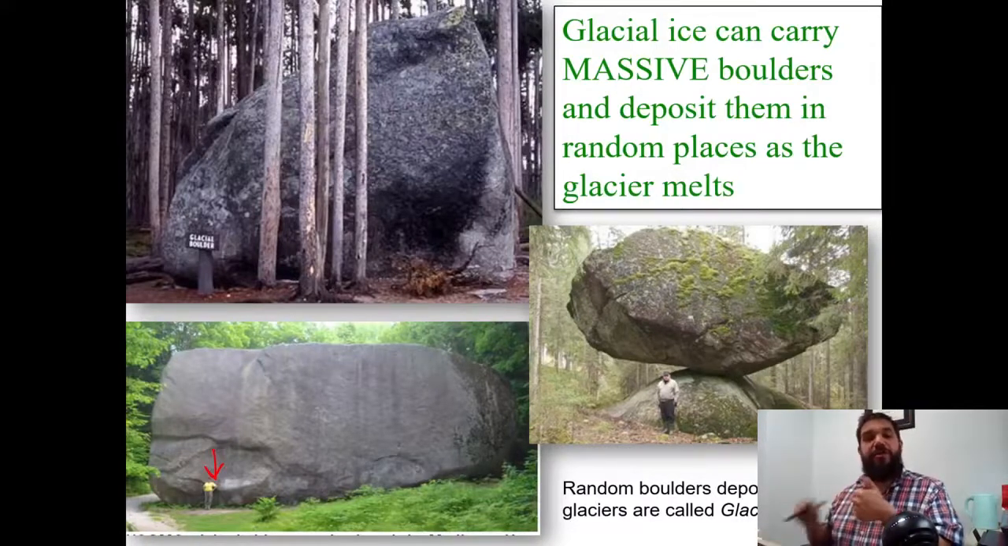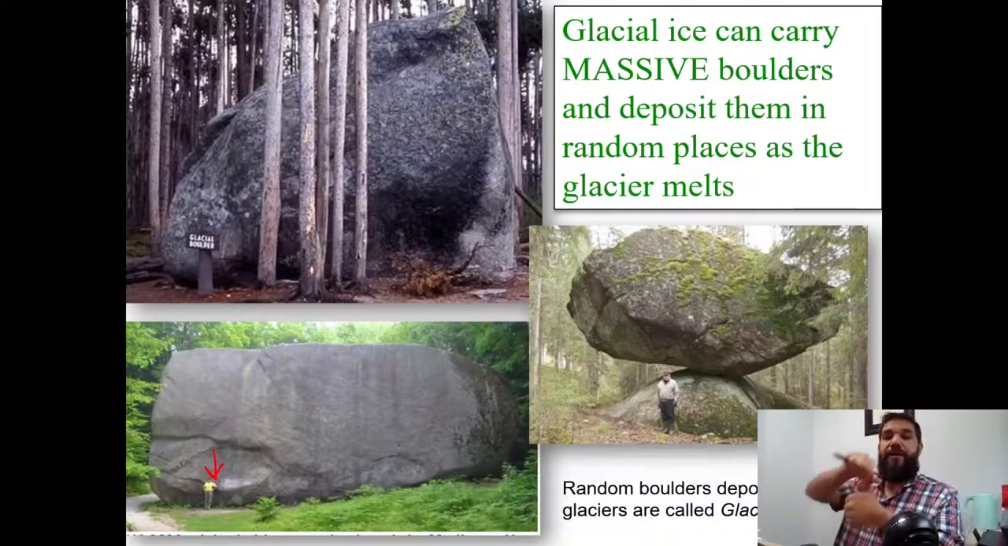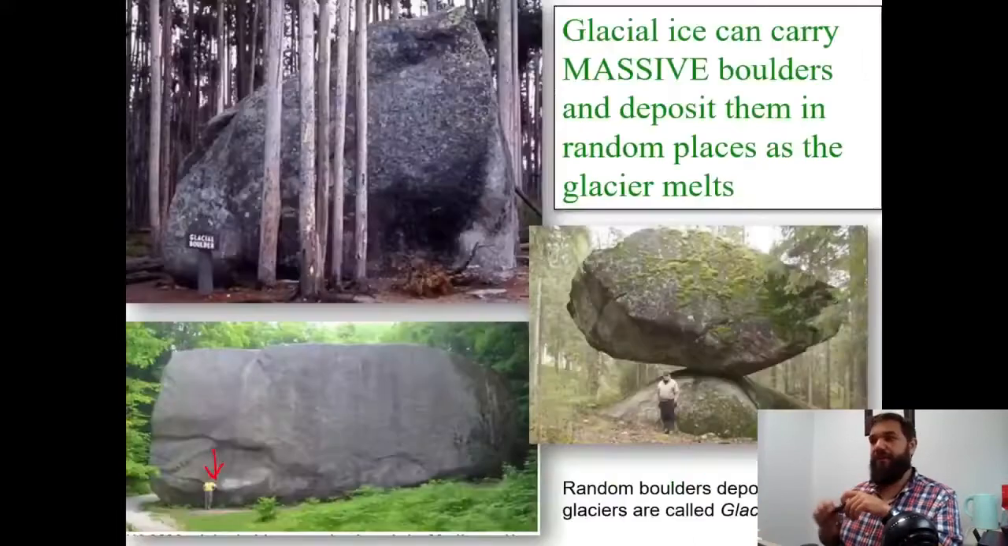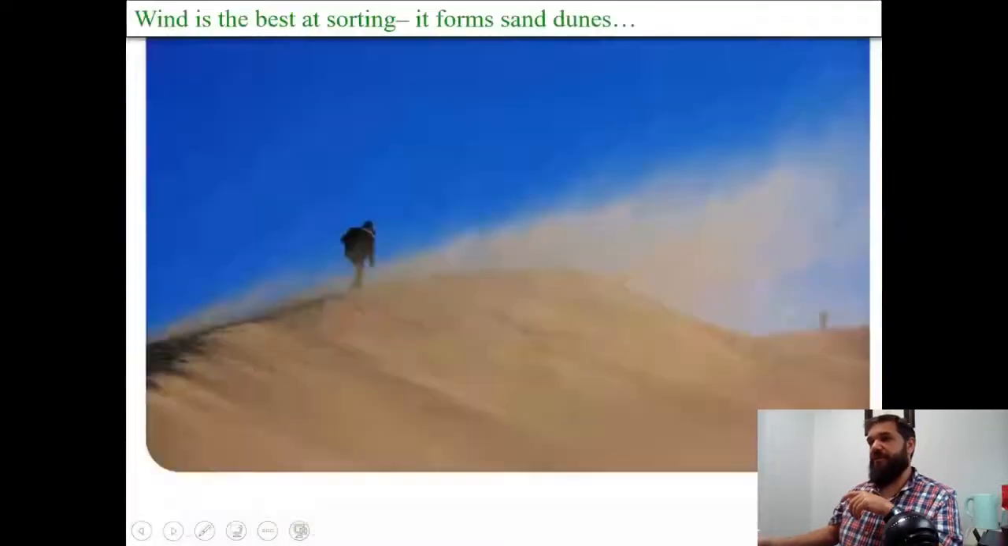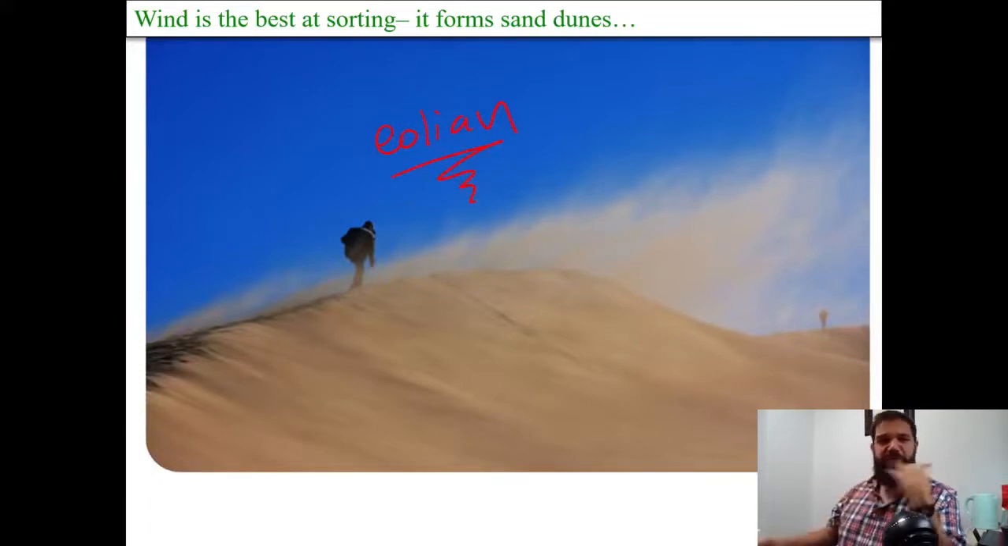Ice is the worst. So sorting tells you about distance of transport, but it also tells you about the medium of transport. Very poorly sorted sediment could be formed from a glacial deposit. Very well sorted sediment could be well sorted because it was formed by wind, a wind deposit. Oh, by the way, this is just a good thing to know. Let me write this over here. Wind, aeolian. An aeolian deposit is a wind deposit, stuff deposited by wind.